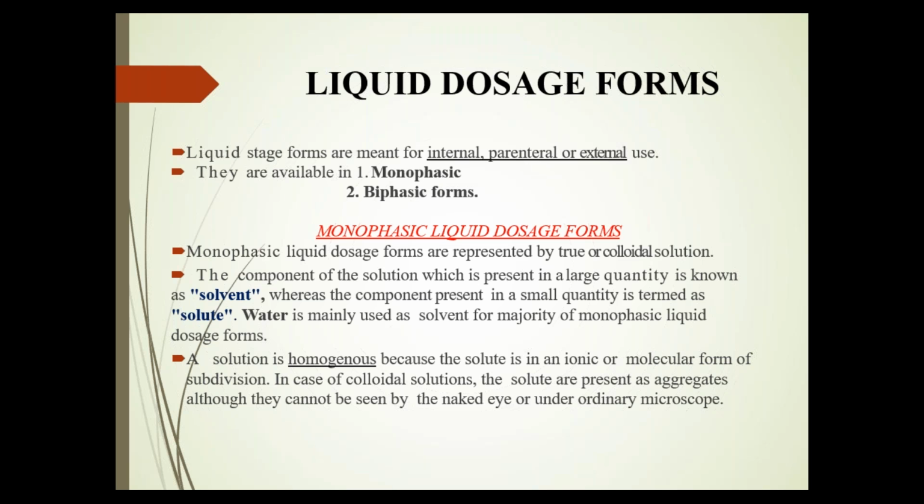For example, in a sugar syrup, when you add sugar, sugar is the lesser quantity, so it will be your solute, and your water will be your solvent. Most monophasic liquid dosage forms use water. Remember, in liquid dosage forms, whatever solvents we use can also be termed vehicles. If anybody asks you what a vehicle is, it's nothing but the solvent used in the dosage form.